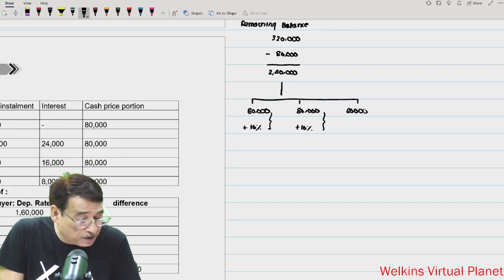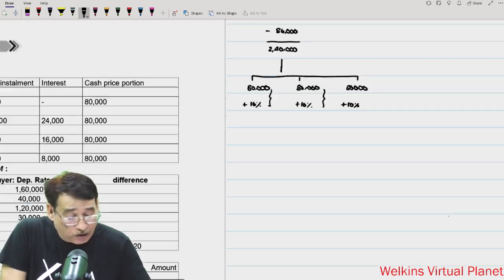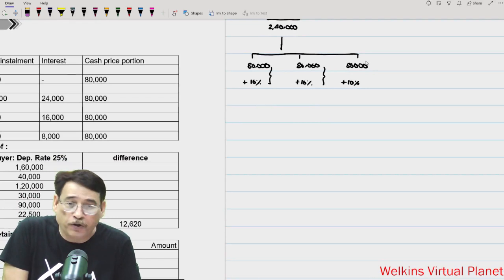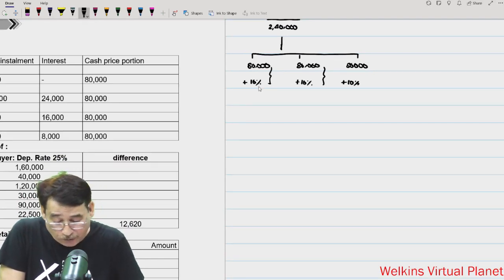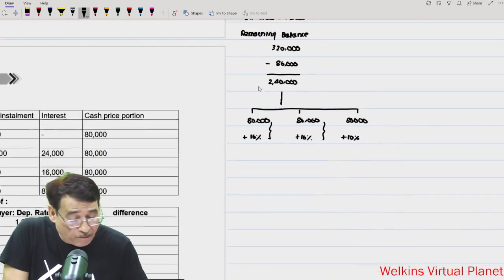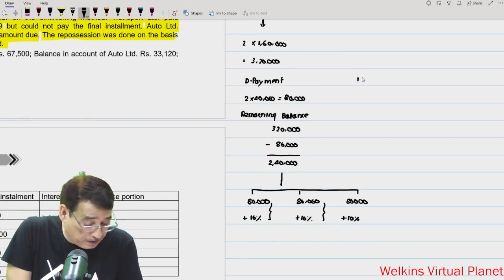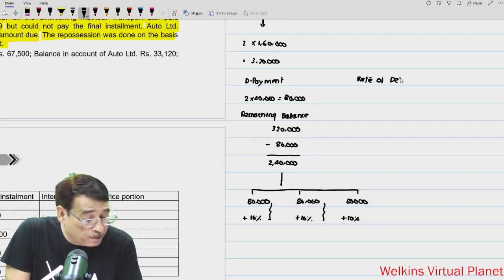80,000 plus 10%. It is always better to do a bit of analysis before you start solving the question. Logically, in this case, pure installment is given. We will have to find the interest to know the gross amount of installment. Secondly, we have also been given the rate of interest, that is 10%. Now, rate of depreciation. You must note it somewhere, so that you do not commit any mistake.